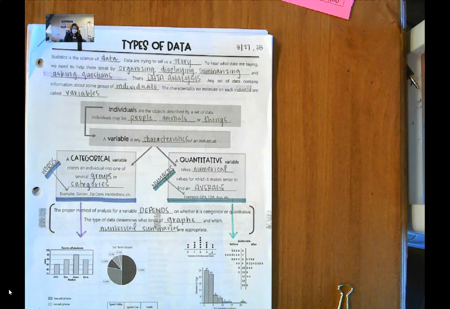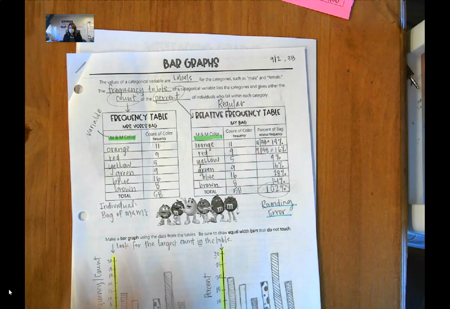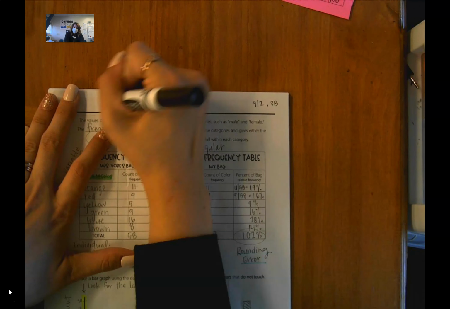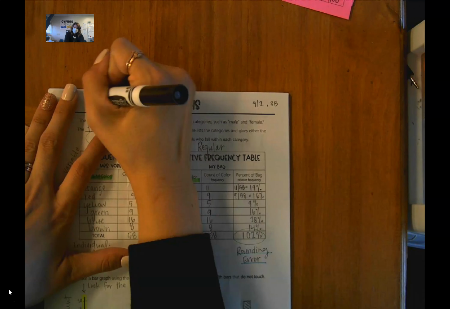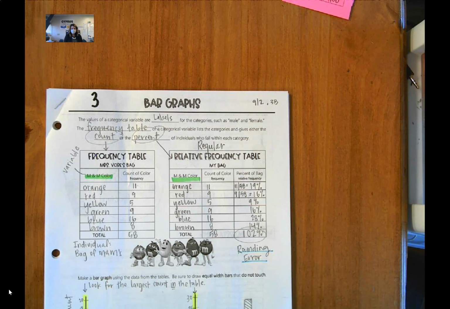Then smelling Parkinson's disease was 2. And then our bar graphs is 3, and our bar graph lesson is related to the table that we're about to go over.